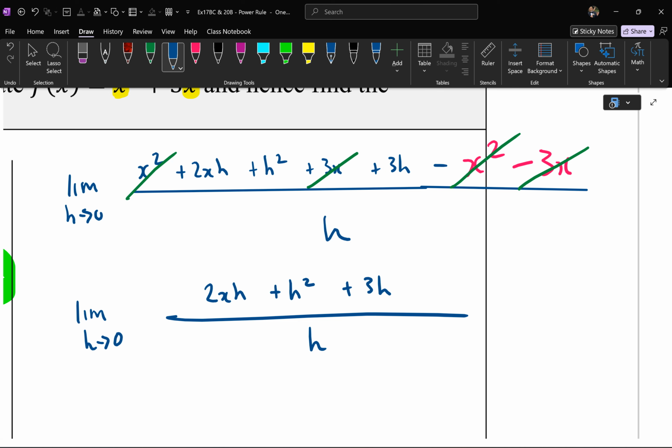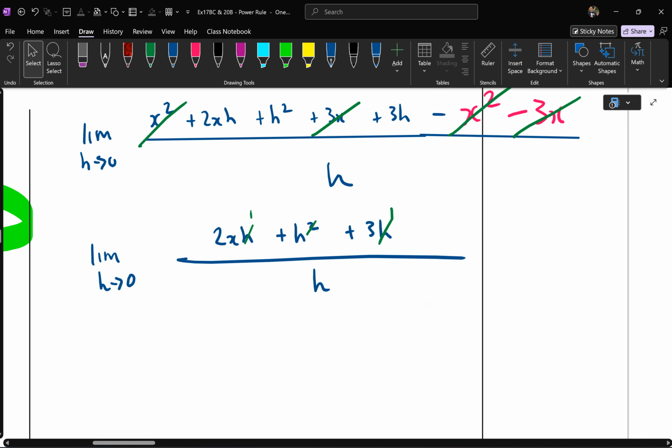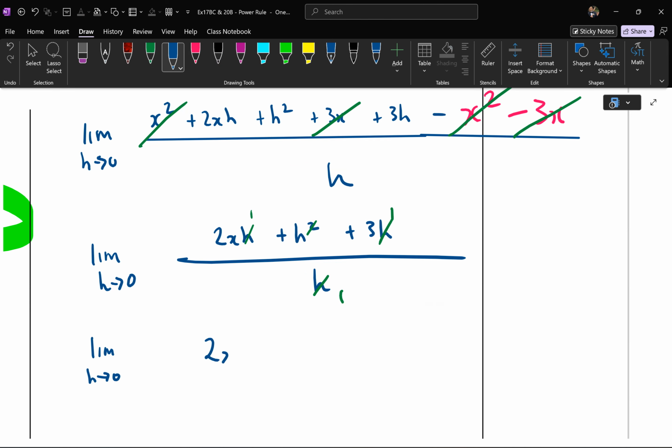You can simplify it. So you can divide them all by h. So this divided by h is 1. This divided by h is h. This divided by h is 1. This now cancels out to be limit of h approach 0. You have then 2x plus h plus 3. See what I've done there? Or if you wanted to take another step, you can factorize h and then cancel out the h's. But you end up with this.